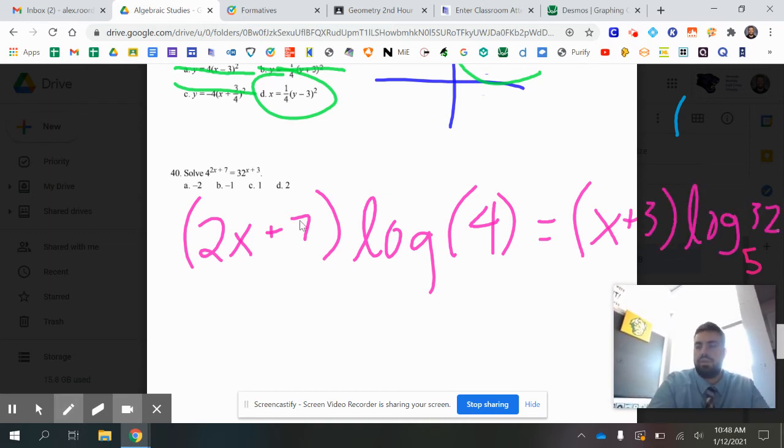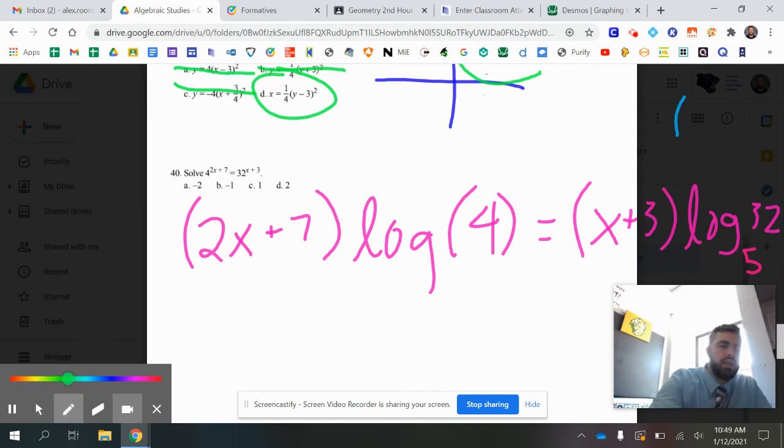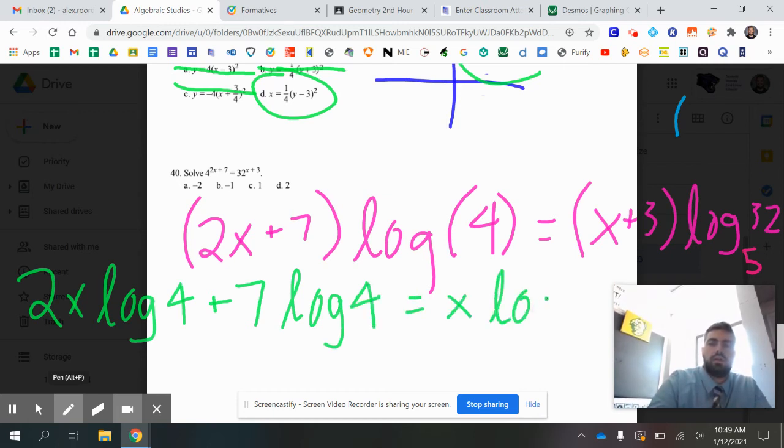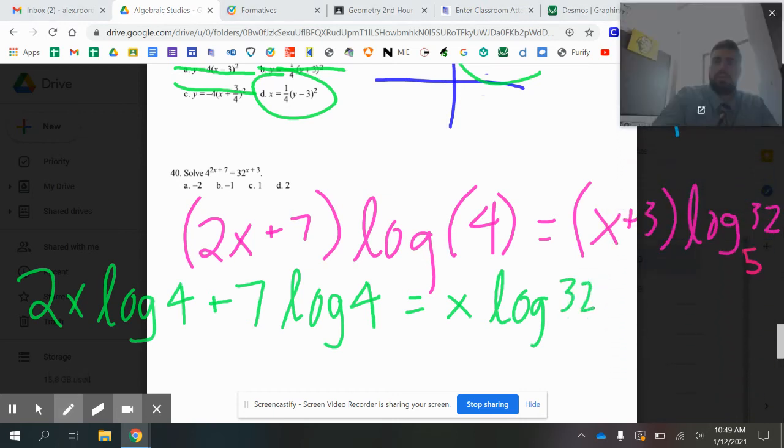And so what I can do then is distribute. So when I do that, I get 2x log 4 plus 7 log 4 is equal to x log 32 plus 3 log 32.